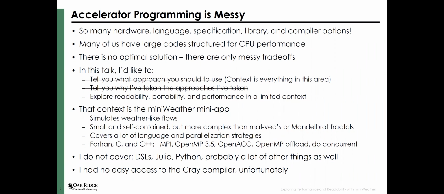It covers a lot of language and parallelization strategies. So we have Fortran, C, and C++. We have MPI, OpenMP, CPU threads. We have OpenACC, OpenMP offload, and do concurrent. And hopefully once we have mdspan in the C++ standard, we will also have standards-based parallelism in C++. There are a lot of things I don't cover, including DSLs, Julia, Python, and a number of other things. And I didn't have easy access to the Cray compiler, unfortunately. So when we look at the performance results, you won't see that there. It's just because I didn't have easy access to it in preparation for this presentation.